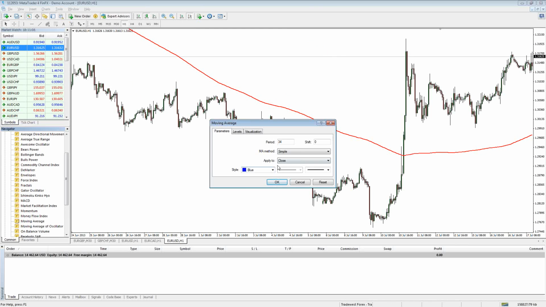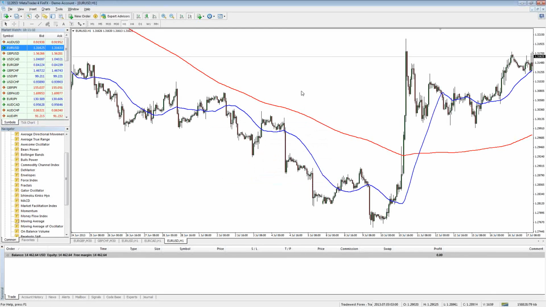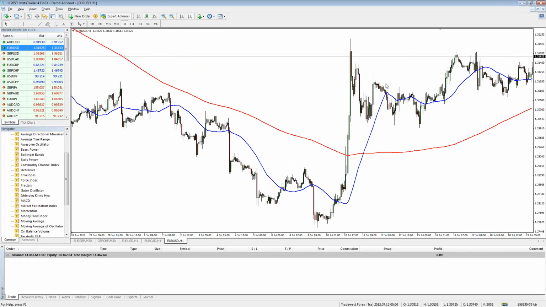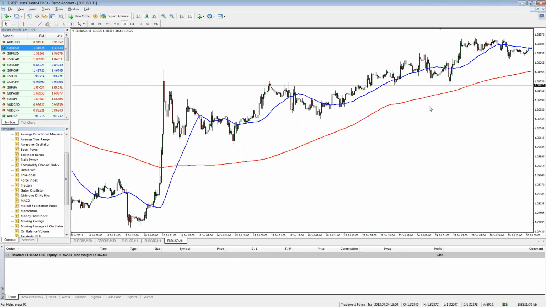Okay, I'll put a 34 EMA on here. Now this one, with this line, I'm going to show you how you can use moving averages for support and resistance. During an uptrend, the market is going to have these pullbacks, these retracements in the uptrend.